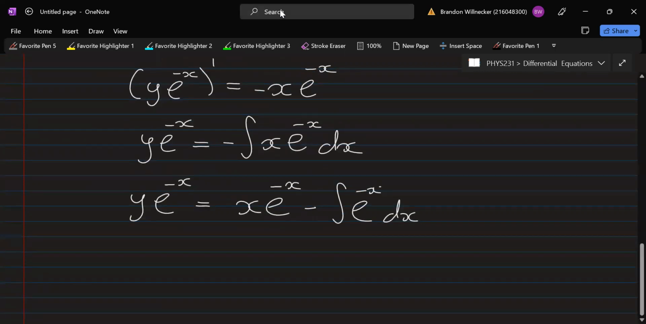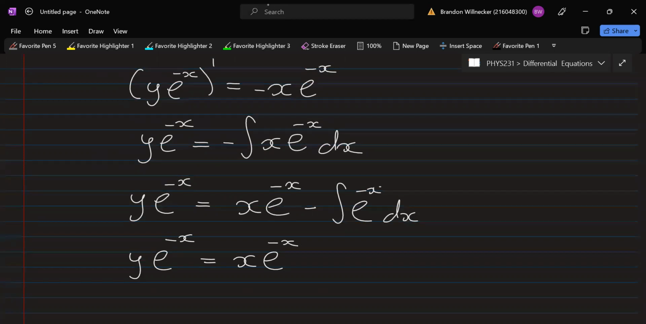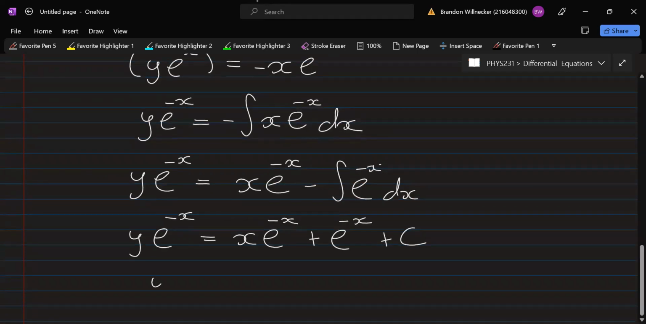Okay, one last integral to do. We get y e to the minus x is x e to the minus x plus e to the minus x, and then plus c. Okay, now we can multiply through by e to the x. So we get y is equal to x plus 1 plus c e to the x. Yeah, and that gives us our solution.